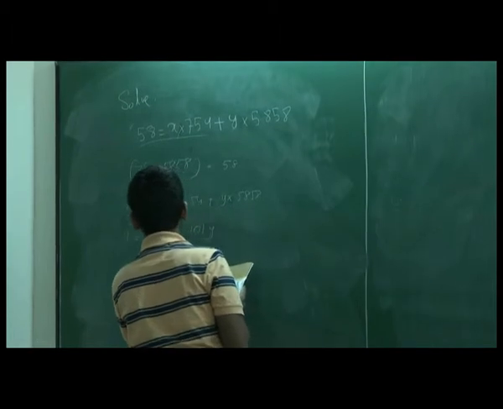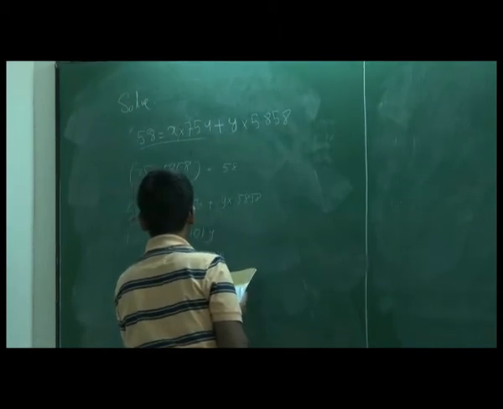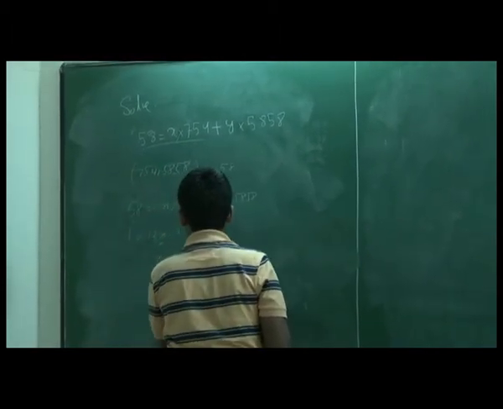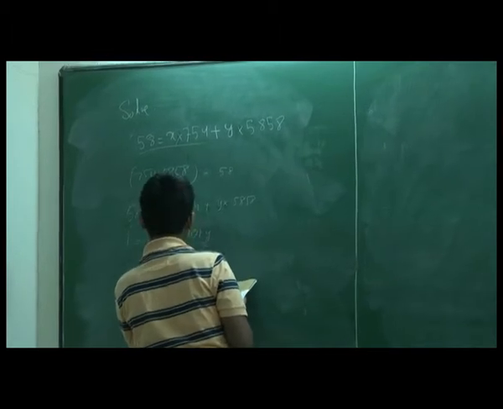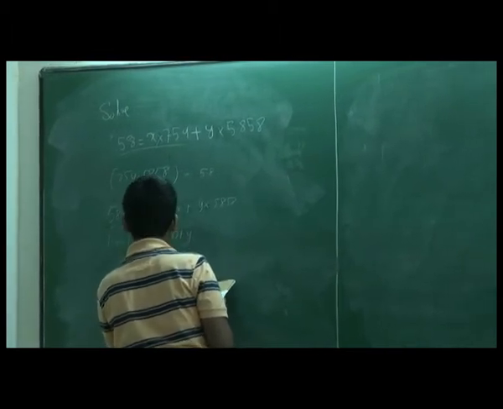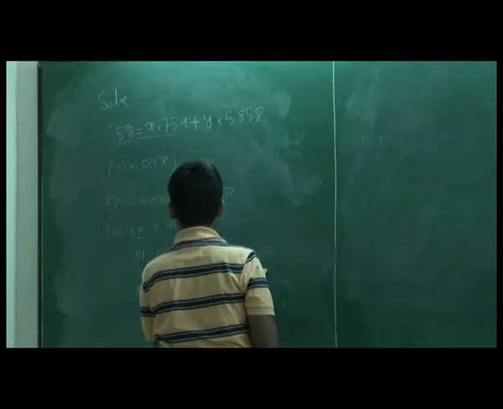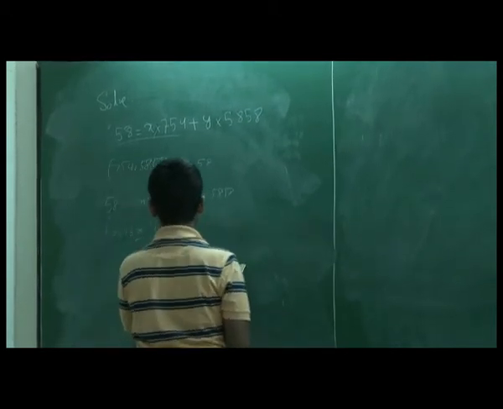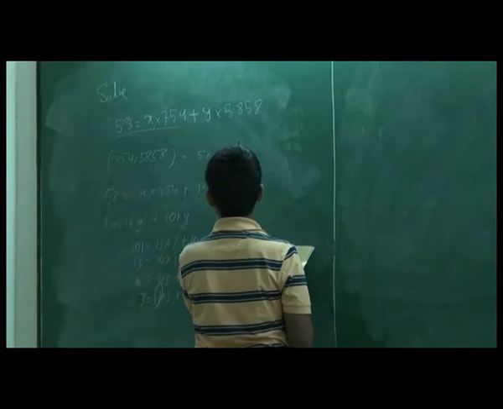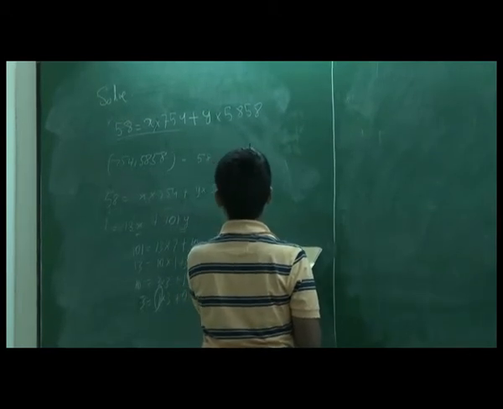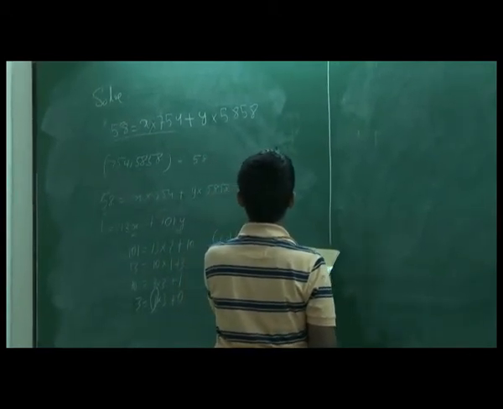10 is equal to 3 times 3 plus 1. And 3 is equal to 1 into 3 plus 0. So 1 is the GCD which we get. So the GCD of 13 and 101 is 1.